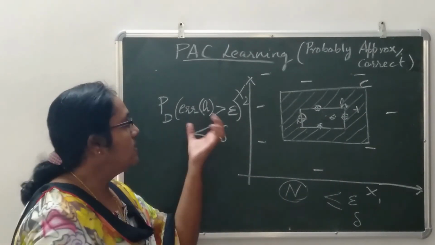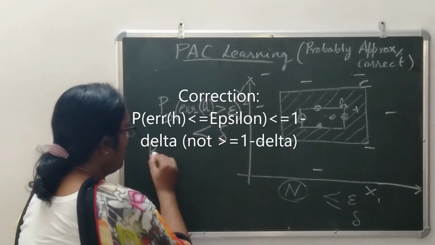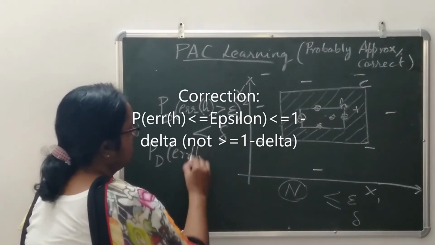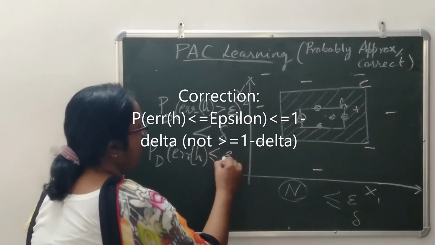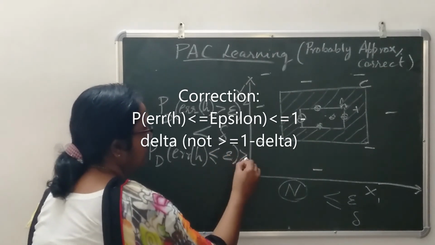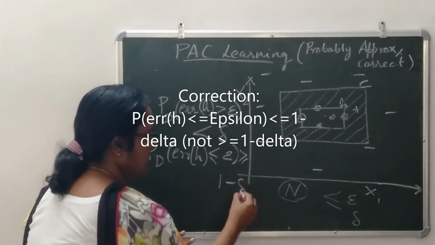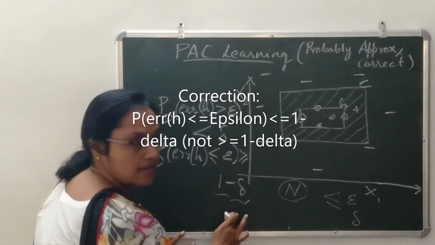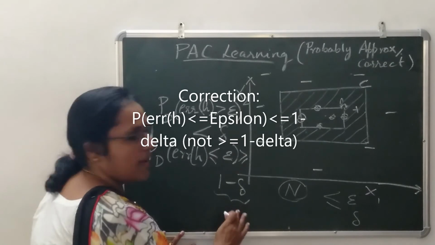So what do I want? If I want the algorithm to be PAC learnable, it will be the opposite of this. That is, the probability that the error of H is less than or equal to epsilon must be greater than or equal to 1 minus delta. The error probability is delta, so that part is not certain; the 1 minus delta part is certain.